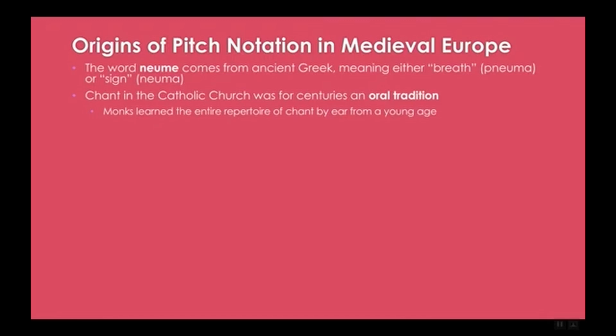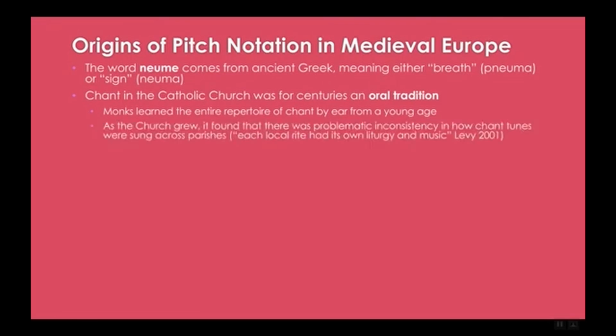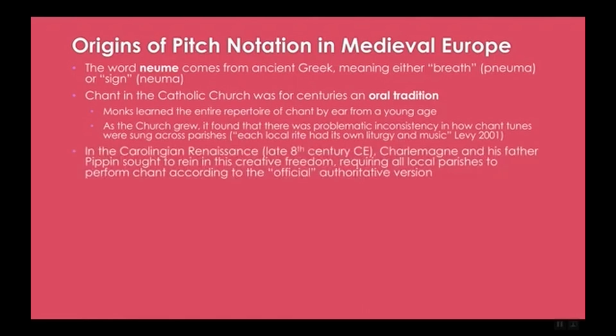Monks learned the entire repertoire of chant by ear from a young age. And as the church grew, from these tiny local parishes to something that took over all of Europe and was imperial and took over parts of North Africa and elsewhere, it found that there was problematic inconsistency in how chant tunes were sung across different parishes. One quote from someone I was reading is that each local rite had its own liturgy and its own music.